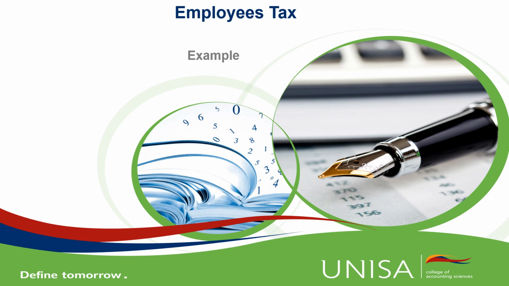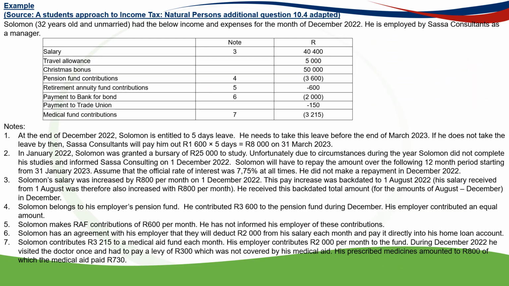An example of the calculation of employees' tax. The information: Solomon is 32 years old, unmarried, and has the below income and expenses for the month of December 2022. He's employed by SASA Consultants as a manager.